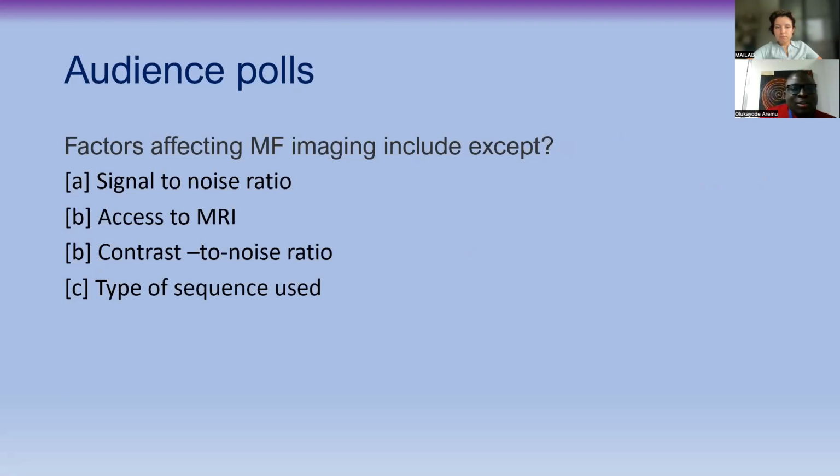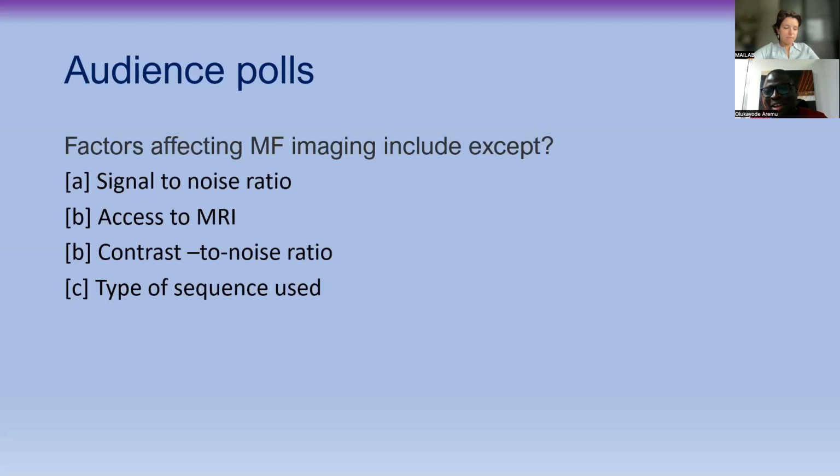Okay, let's go to the last one. This is the last one. Tricky. Factors affecting myocardial fibrosis imaging include all these except. So pick out the wrong answer. A, signal to noise ratio. B, access to MRI. C, contrast to noise ratio. D, oh, sorry about that. I think I missed the typing. Should I give that away now? I don't think so. Okay, so yes, except.